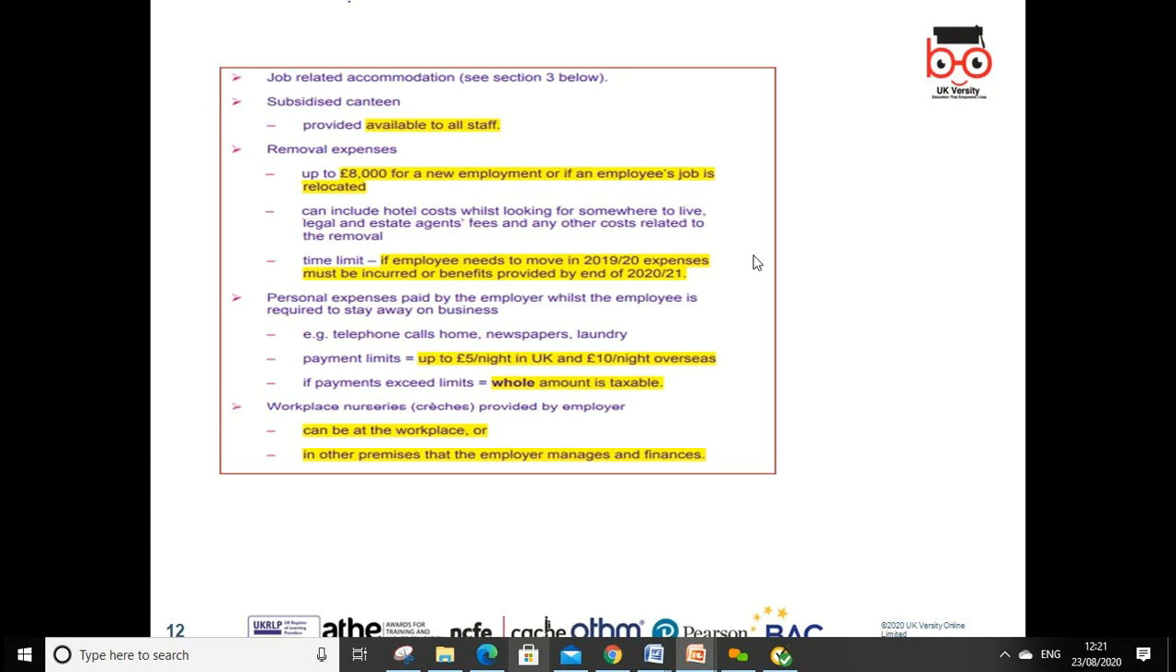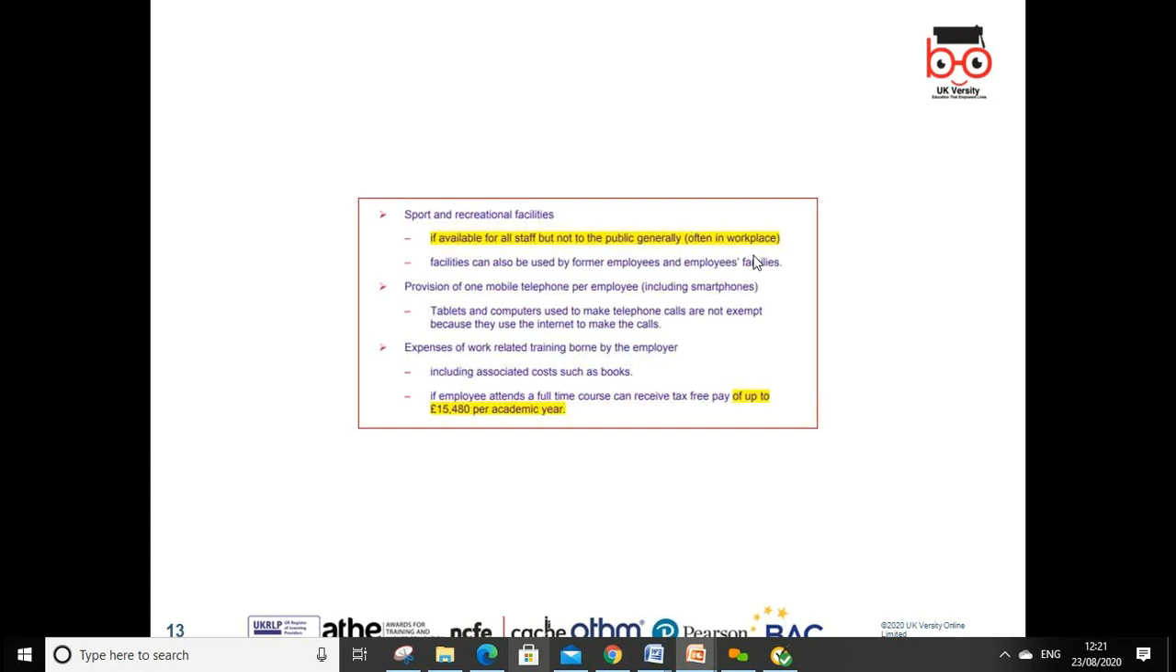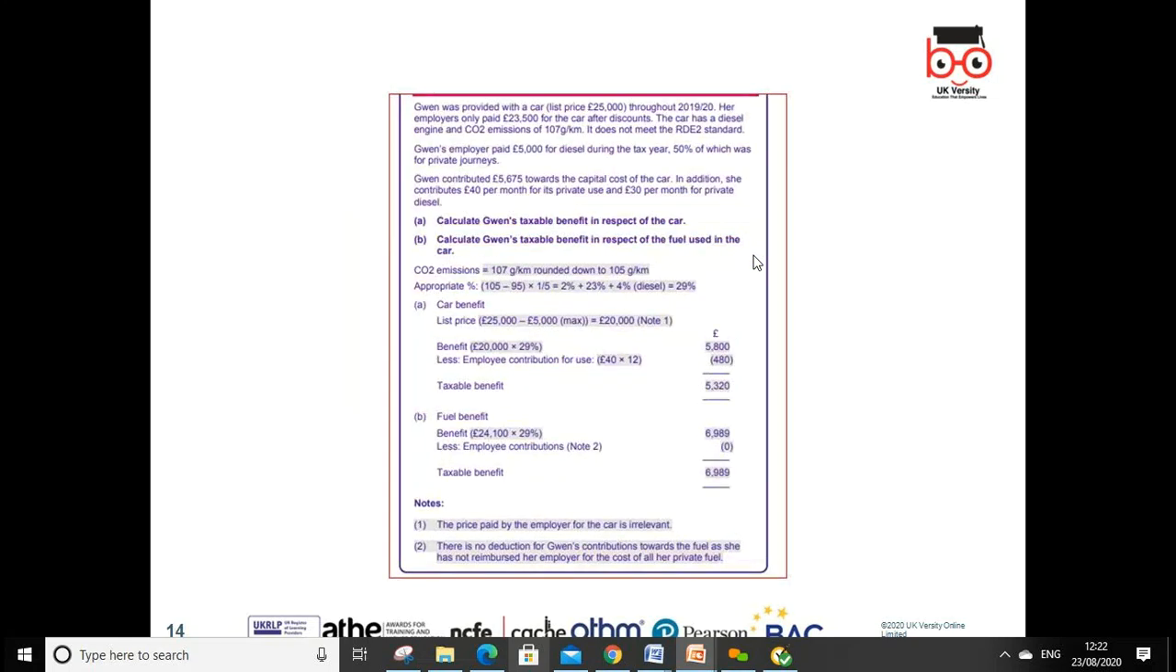And payment limit: if you're going abroad and you're staying, only £5 allowed. If you're overseas, £10 per night is tax free. Okay, so if the payment exceeds, the whole amount is taxable, so we need to be careful. Yes. So sports and recreation facility provisions, expenses, all we need to be very well aware of.